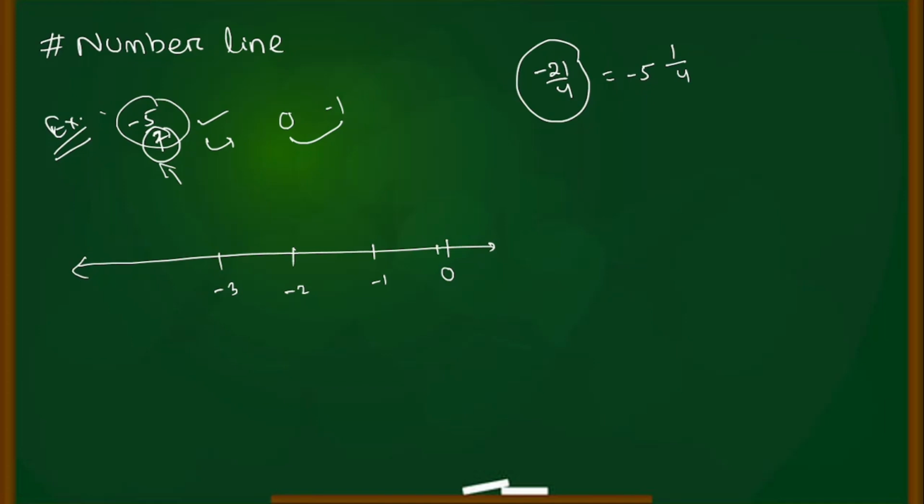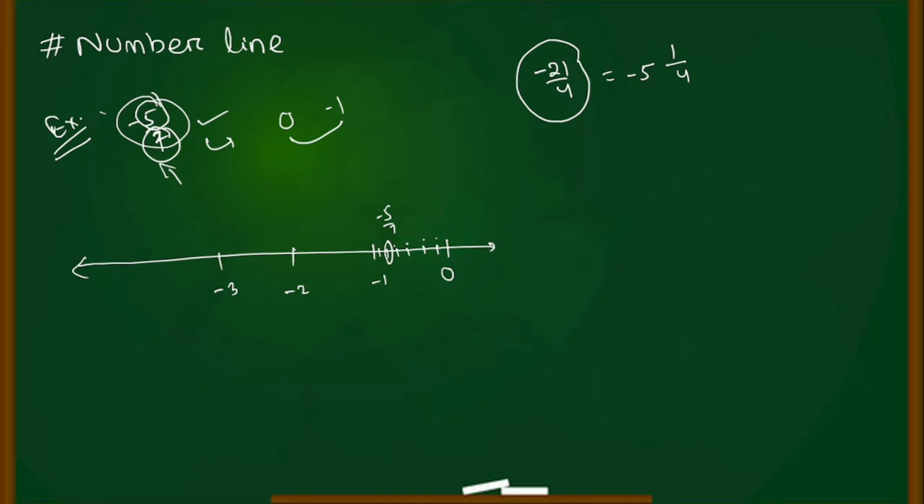So 1 line, 2 line, 3 line, 4 line, 5 line, 6 line. Yes or no? And here the numerator is 5, so count 5 lines: 1, 2, 3, 4, 5. This is the answer, minus 5 by 7. Now this is how to solve.